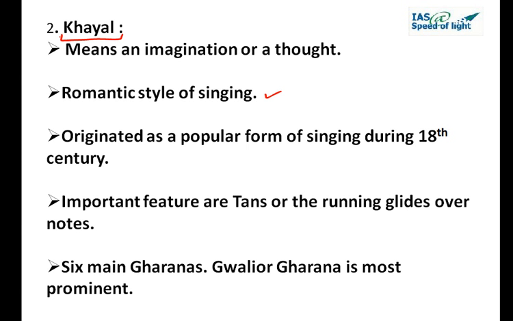Because it originated as a popular form of singing during the 18th century. So a very new addition to Indian classical music. That is how it is different from the Dhupad. And this is a very important question for me as well, the differences between the Khayal and the Dhupad forms of singing. Important features are the running glides over the notes. There are 6 main gharanas. Gwalior Gharana is the most popular.